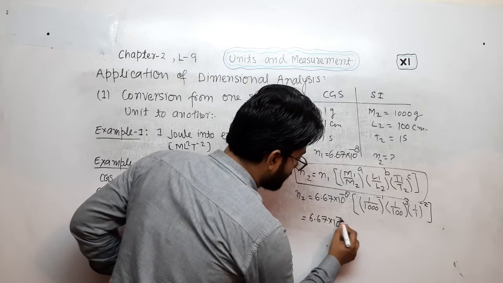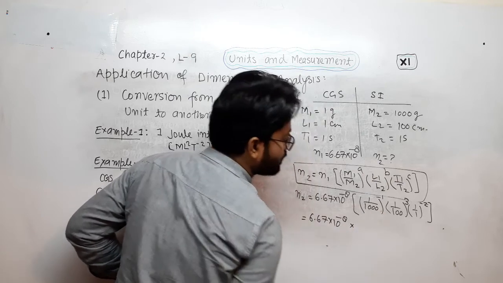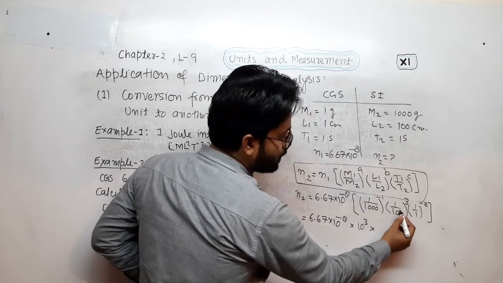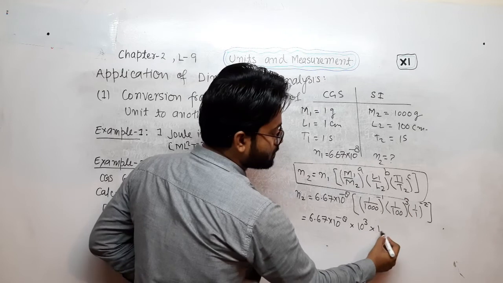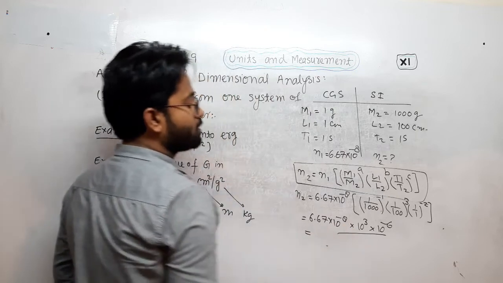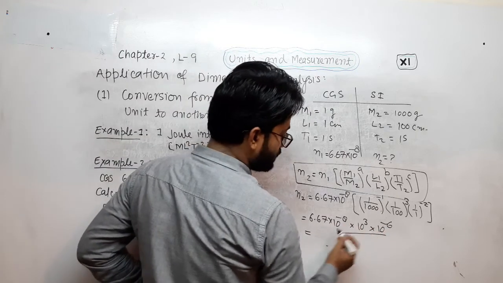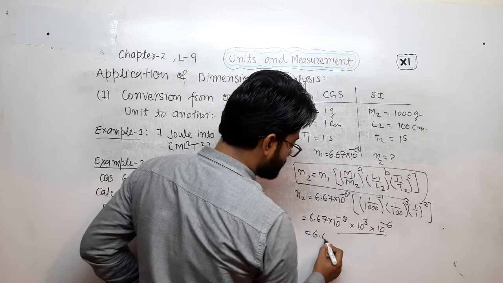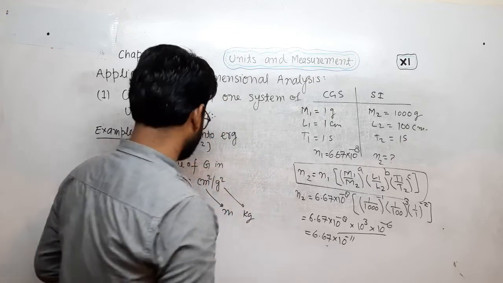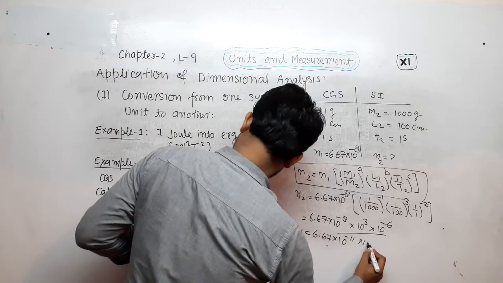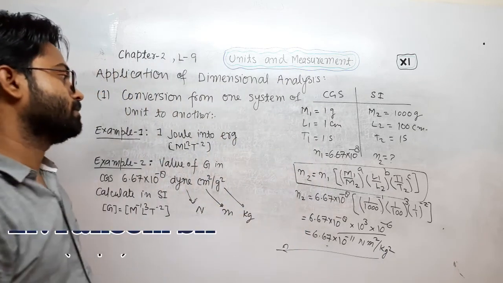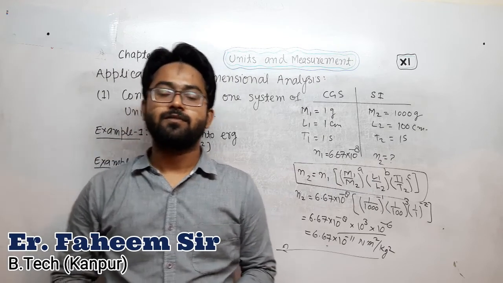6.67 into 10 to the power minus 8, this will be 10 to the power minus 3 is 10 to the power 3, 10 to the power minus 2, this means 10 to the power minus 6, and after solving you will have 6.67 into 10 to the power minus 11. This is Newton meter square per kilogram square. This is the answer. I hope you understood, and thanks for watching this video.